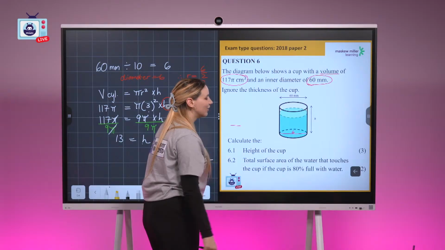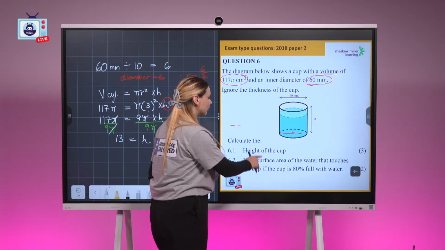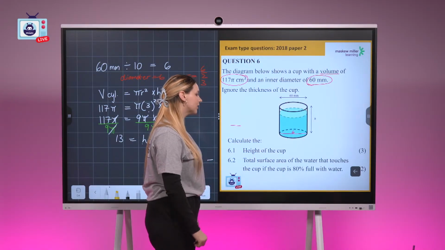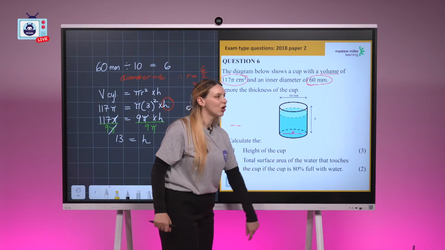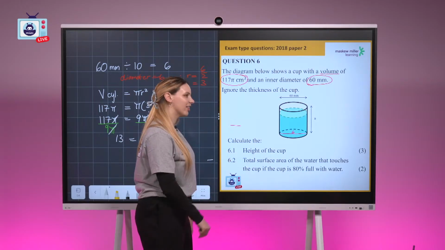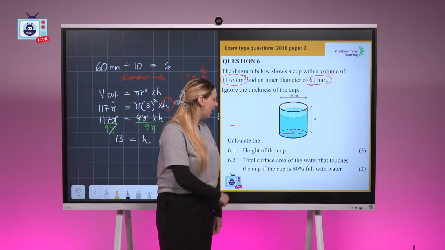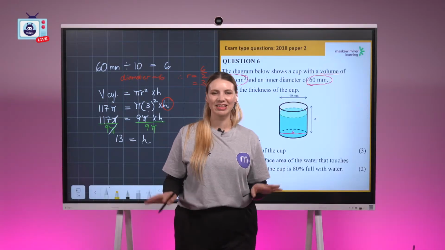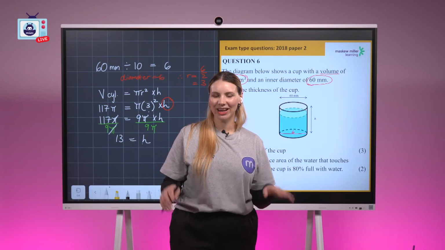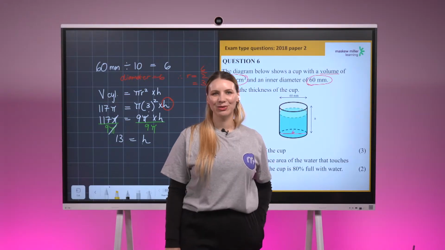Now let's look at our next question. Our question says the total surface area of the water that touches the cup, if the cup is 80% full with water. That's an interesting question. I think that I'm going to let you guys think about that question just for a few seconds so that you guys can have a look at it, and we'll go through it together in a few seconds.